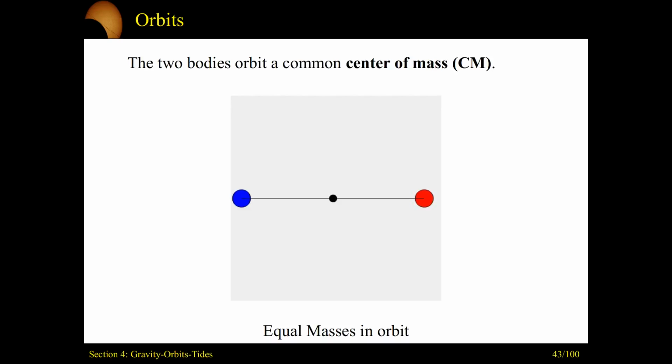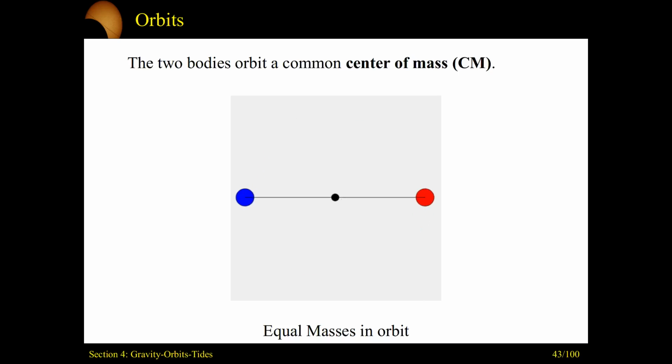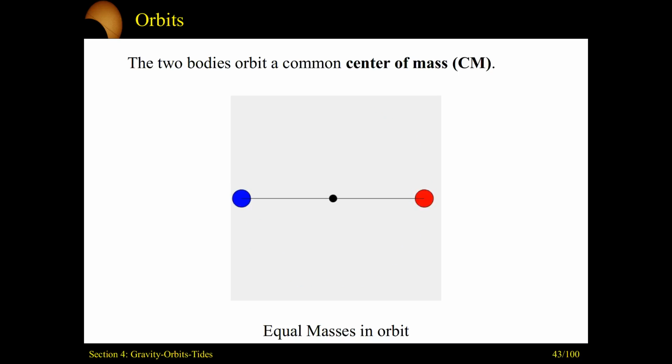So imagine we start off with two objects, blue and red, that are in orbit around each other. What they're going to do is orbit around their common center of mass. Let's go ahead and animate this. The black dot represents the center of mass between these two equally massive bodies, and they're doing a nice perfect circle around that center of mass. Now let's upgrade, complicate the problem. Let's say one object is more massive than the other.